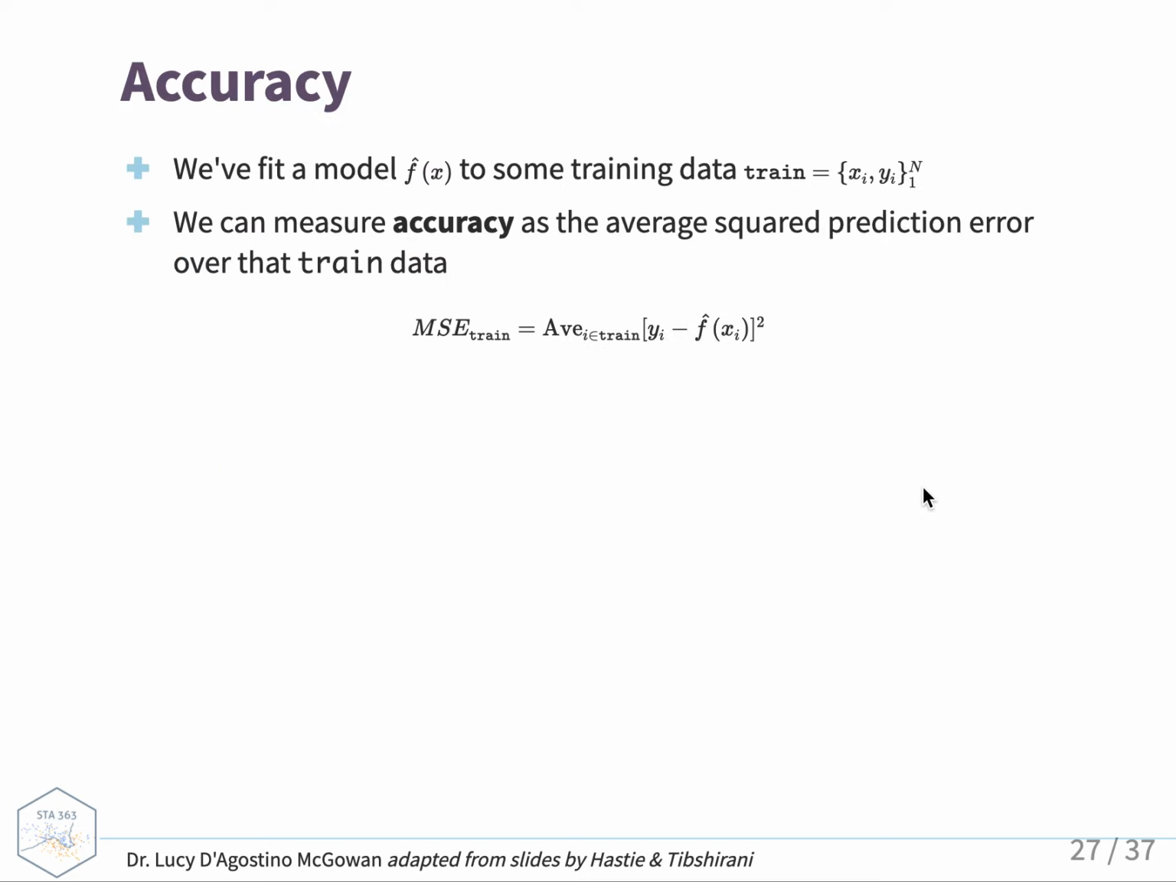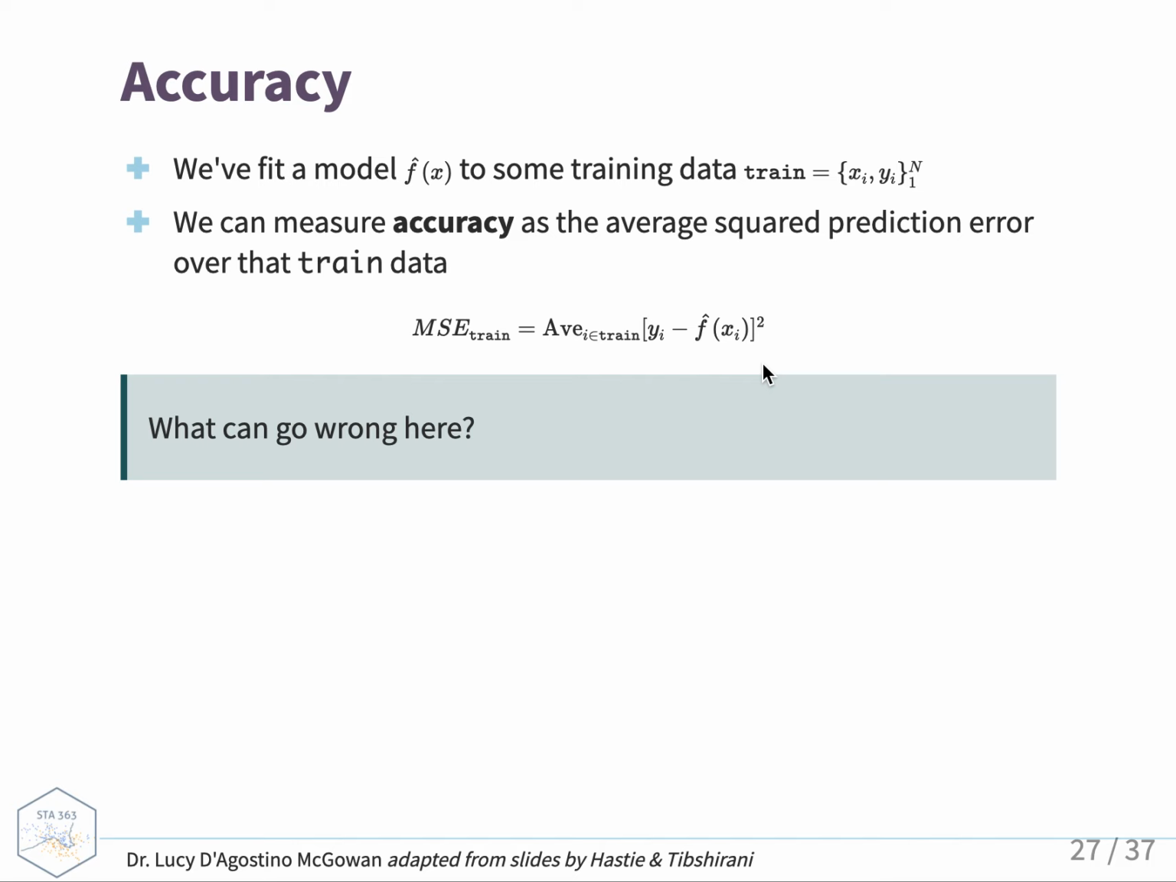So accuracy: we fit a model f hat of x to some training data. And we can measure accuracy basically as the averaged squared prediction error over that training data. So that training data is basically just a combination of x and y's, so x being the predictors, y being the outcomes across a set of observations. And so this average squared prediction error, or mean squared error of the training data, is basically one way to measure accuracy.